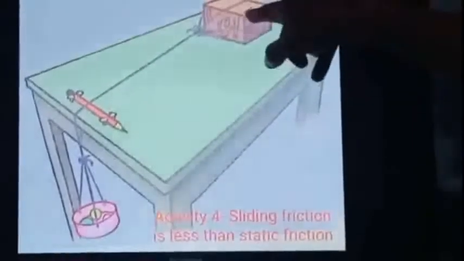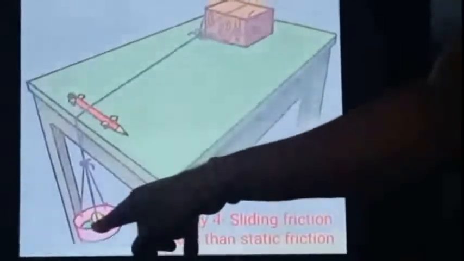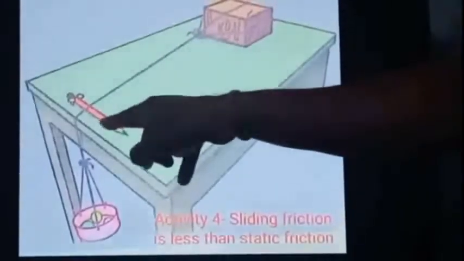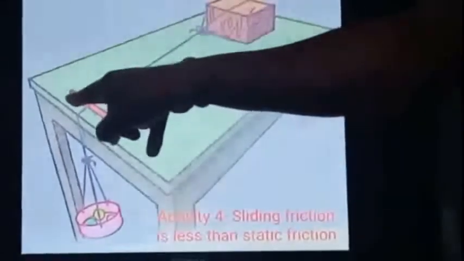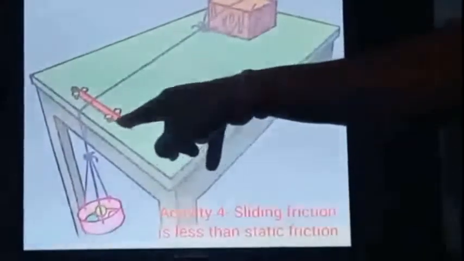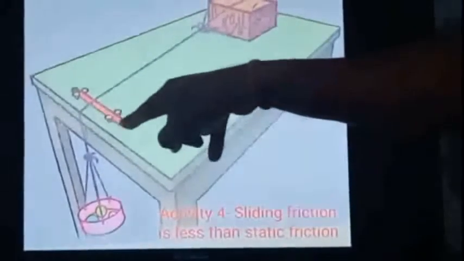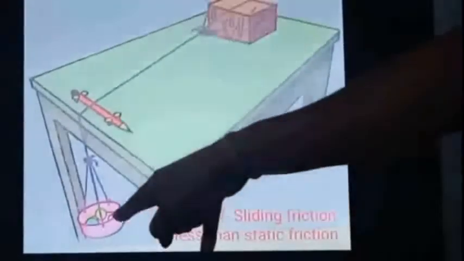One end of the thread is connected to the rectangular wooden block. The second end of the thread is connected to the pan. This thread passes over the pencil, which is held in between the drawing pins. So this pencil is free to rotate. It acts as a pulley. Now we place some marbles in the pan.